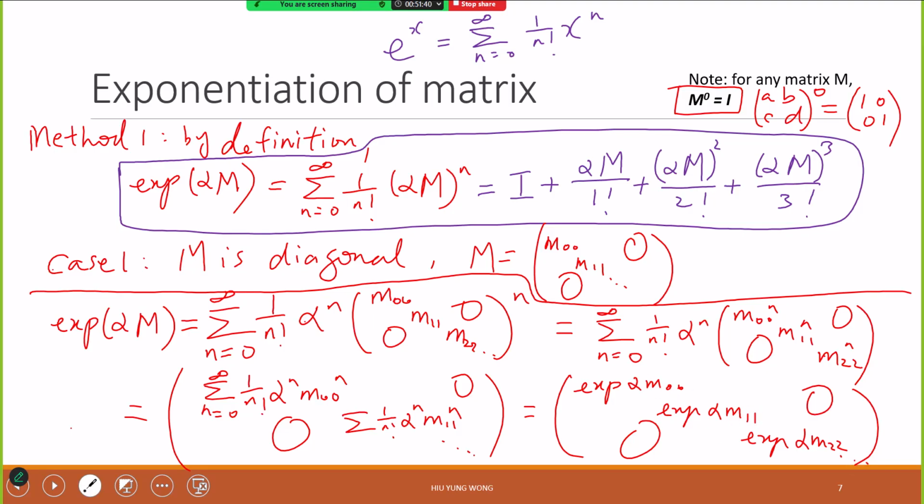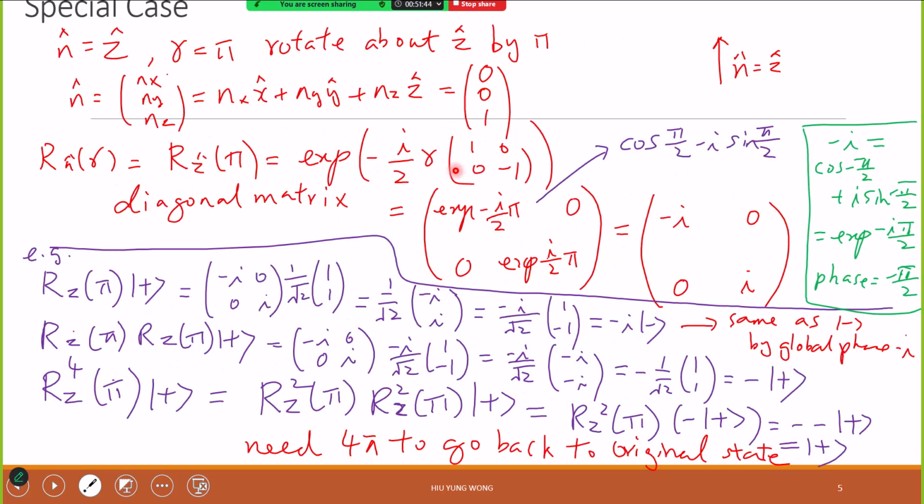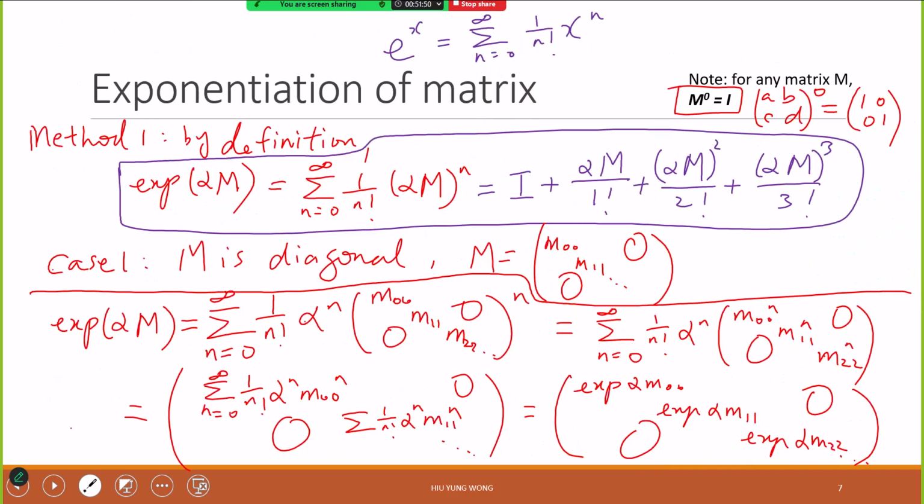And based on this, I justify why I can just do exponentiation on the diagonal elements when it is diagonal, right? So I don't need to worry about anything. I just do the exponentiation if it's diagonal. Any questions?